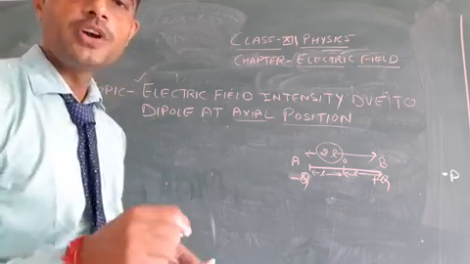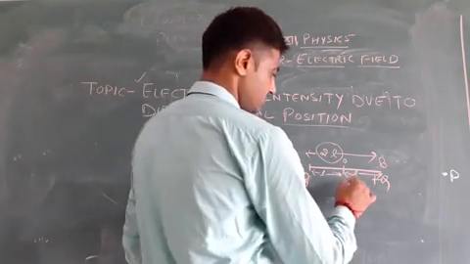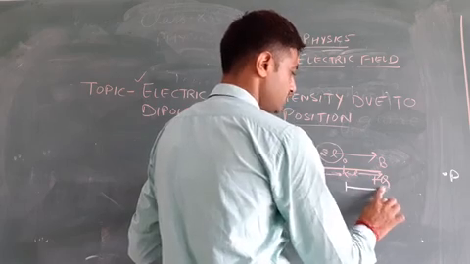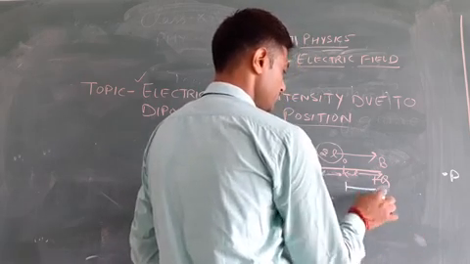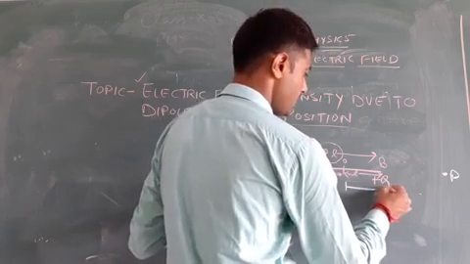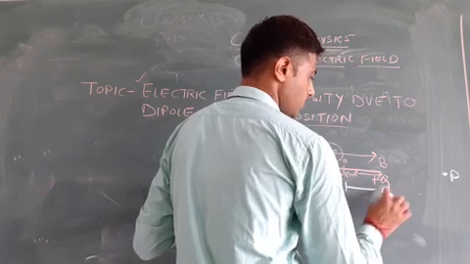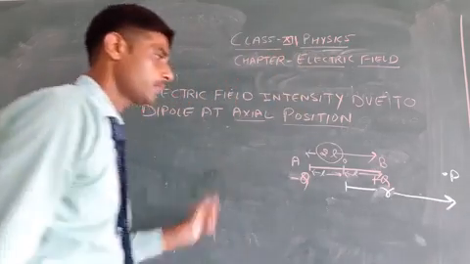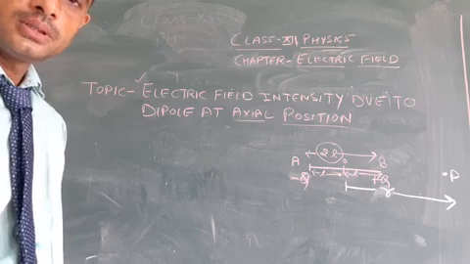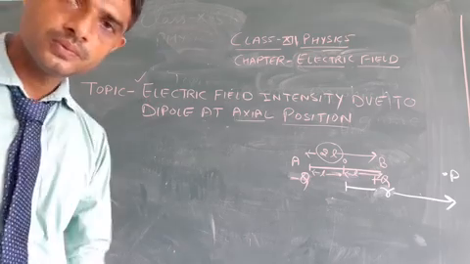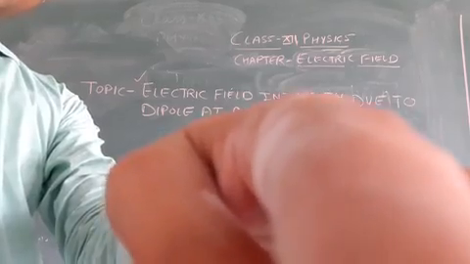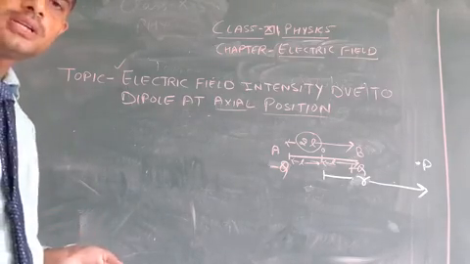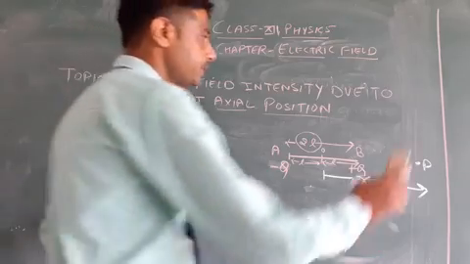And the distance of point P from the midpoint is r. You can take any symbol, let this be r. Clear? So I think you understand. We have to find the electric intensity at point P.